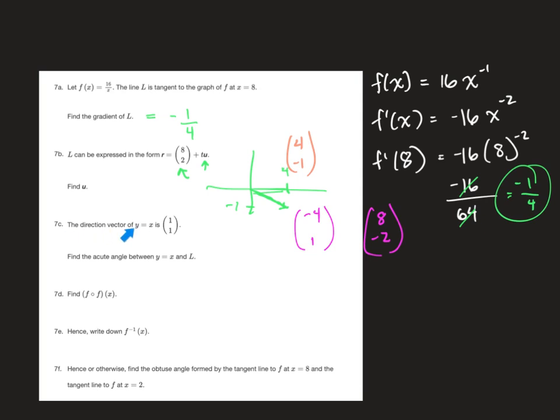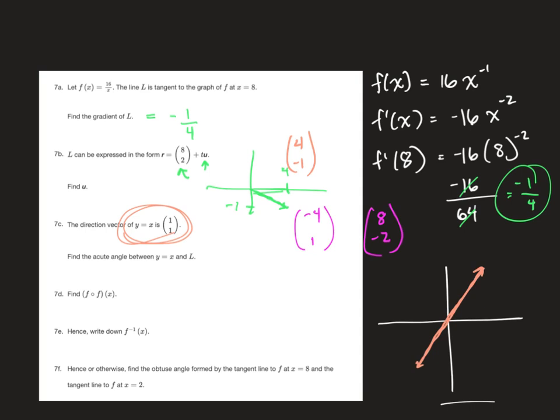7C. The direction vector of xy is (1, 1). Sure, that's true. And then it says find the acute angle between xy and L. So let's first of all get a picture of this in our brains, because I think that might help. So the xy, let's do that in orange here, is just (1, 1). So this is x equals y, right? There's that line. And it's got the direction of (1, 1).